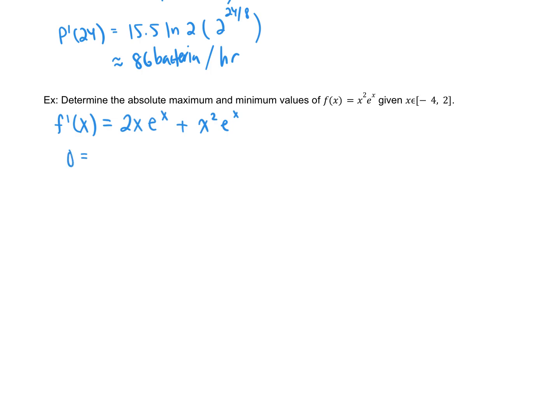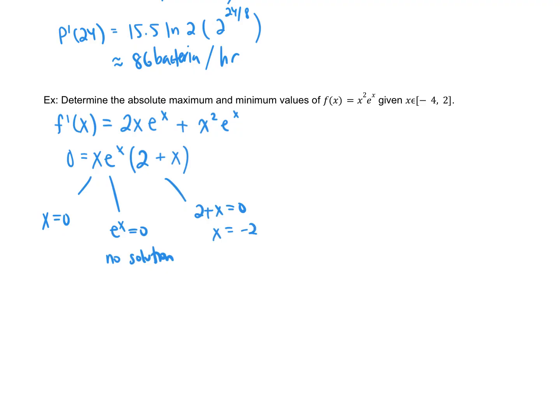Now I'm going to set my derivative equal to 0, and because I need to solve this, I am going to factor out an e to the power of x and an x, because they have that in common. When I factor it out from the first term, we're just left with 2, and when I factor it out from the second term, I'm left with x, when I divide out that GCF. And now I can branch out. X equals 0, e to the x equals 0 has no solution. And finally, 2 plus x equals 0, so x is -2.